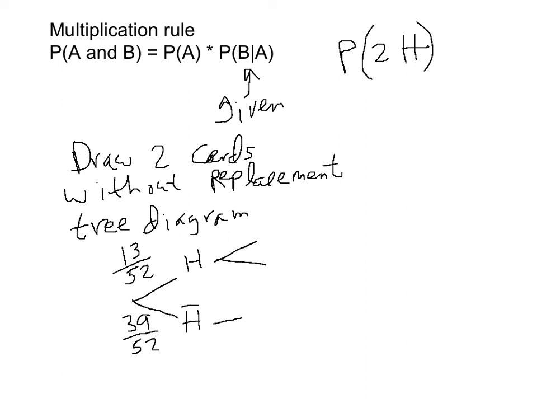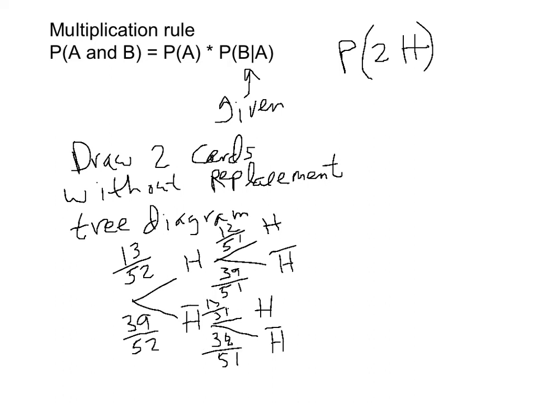Now, on with the second draw. After getting a heart, I might get another heart, or I might not get a heart. Or, after not getting a heart, I might get a heart or not get a heart. Now I'm drawing two cards without replacement. So the probability that I would get a heart, given I got a heart on the first draw, would be 12 out of 51. Because if I got a heart, there's one less heart, and there's one less card because I did not put it back. The probability that I would not get a heart, given I did get a heart on the first draw, would be 39 out of 51. 51 cards left, 39 of them are still not hearts. The probability that I would get a heart, given I didn't get a heart, would be 13 out of 51. And the probability that I would not get a heart, given I did not get a heart on the first draw, would be 38 out of 51.